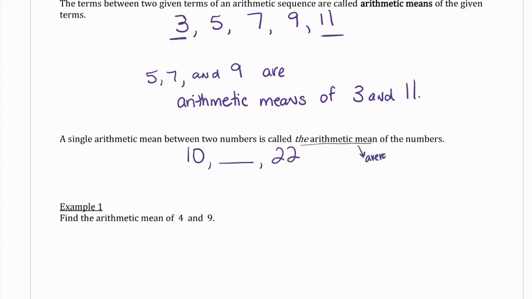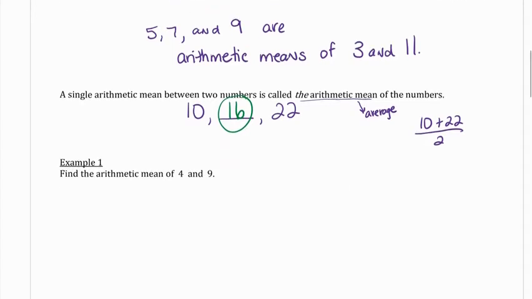That's what we talk about as an average all the time. So to get the arithmetic mean, I can just find the average. I'm going to do 10 plus 22 and then divide by 2. So 10 plus 22 would be 32, and then 32 divided by 2 would give us 16. So the arithmetic mean of 10 and 22 is 16. We're just thinking about it in a sequence. And again, we can have more than one arithmetic mean.